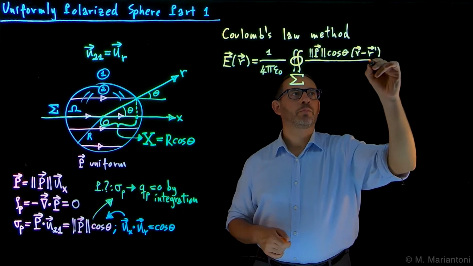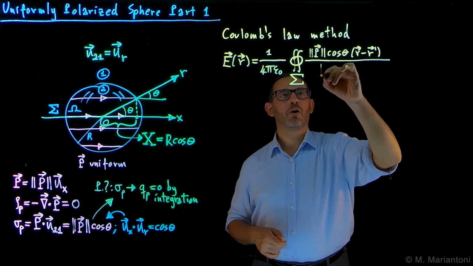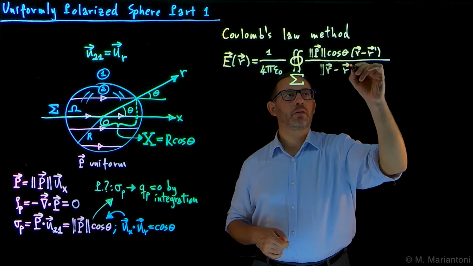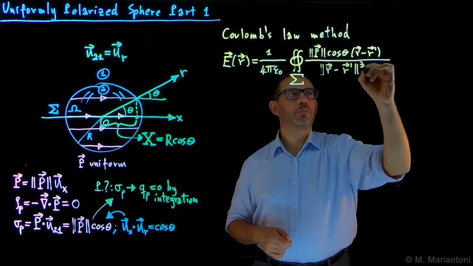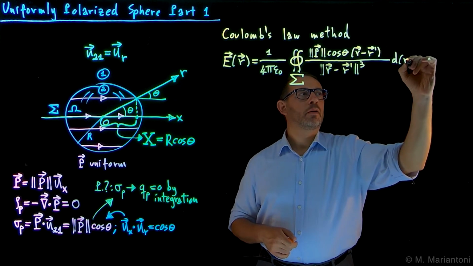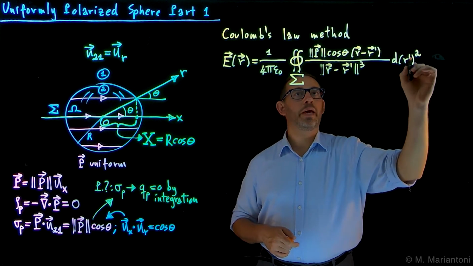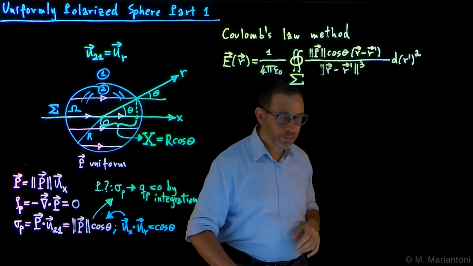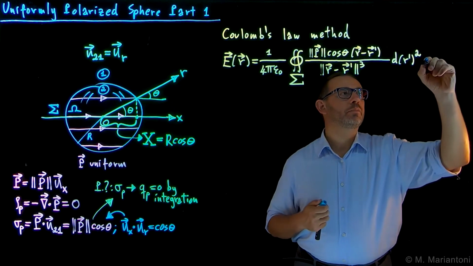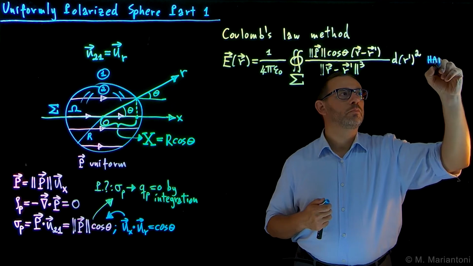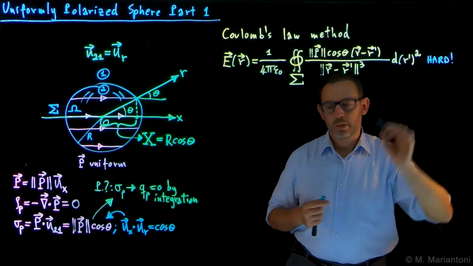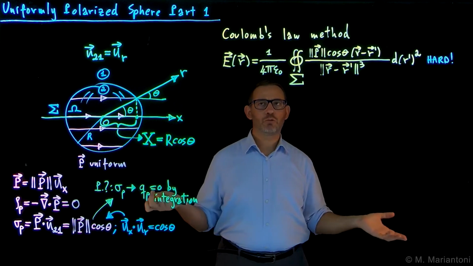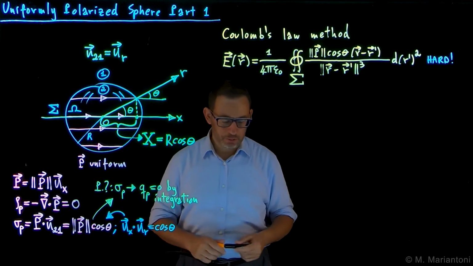This is a vector, Coulomb's law, divided by the norm of r minus r prime quantity cube d r prime quantity square, because it's on an area. As it turns out, this is a hard problem to solve mathematically. So we're not going to follow this procedure. You could. It's just Coulomb's law. Okay, so this was the first method.